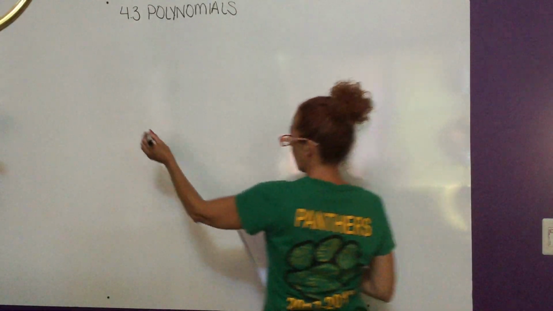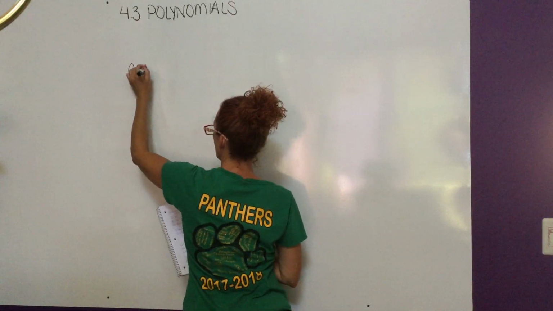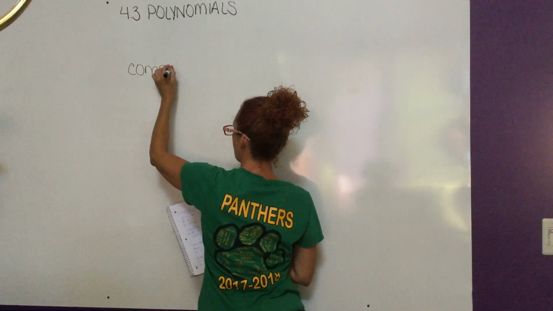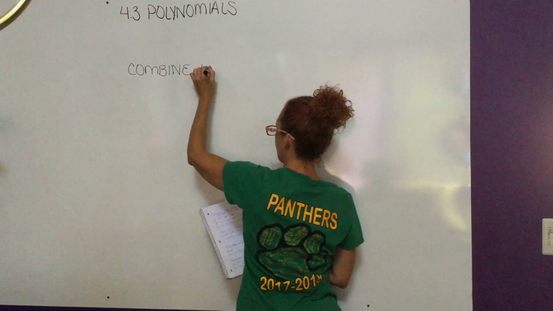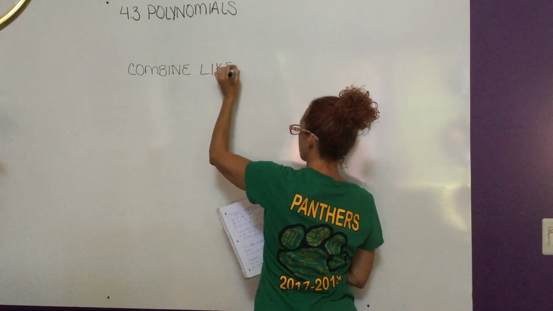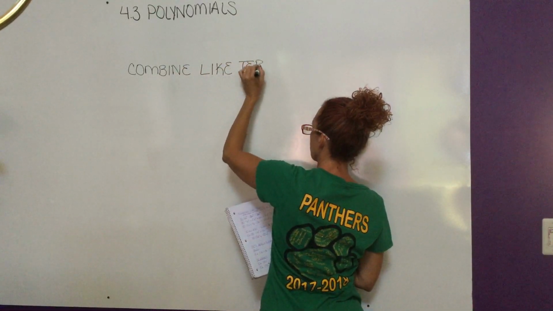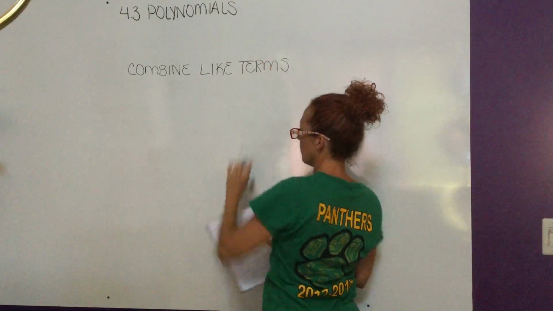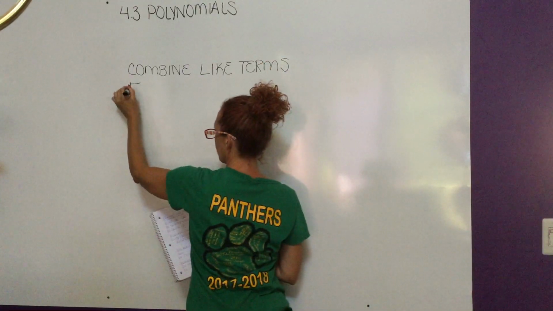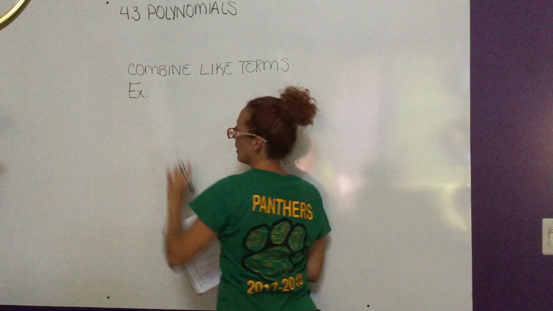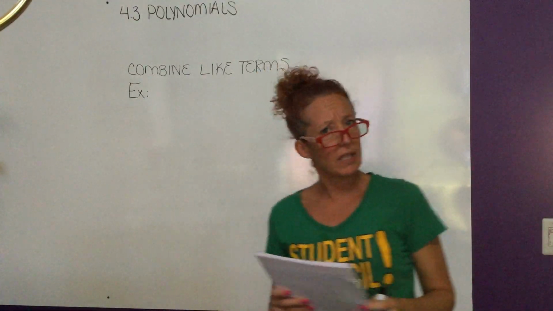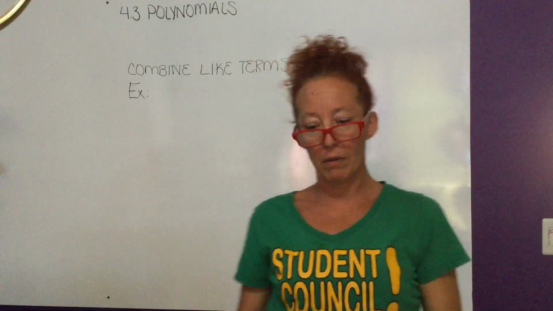So the first thing we're going to look at in section 4.3 is how to combine like terms. And so our example, and I have several, and 4.3 is pretty short, so it's not going to be as long as some of those exponent ones.